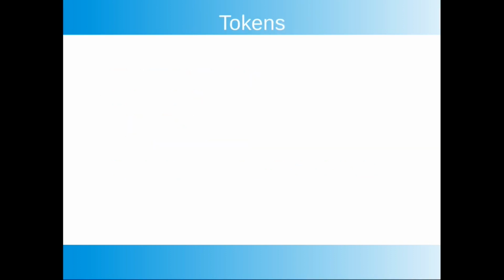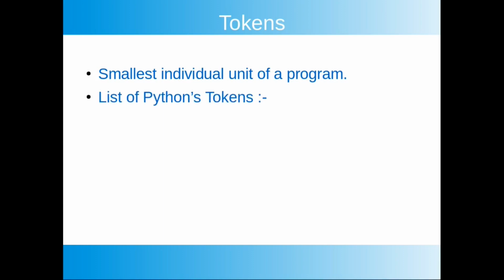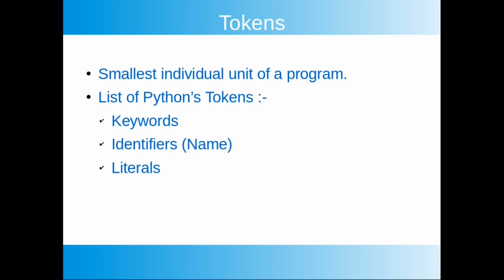So let us now move our focus to tokens. Now tokens are the smallest individual unit of a program. These are also called lexical units and they play an important role. Python has the following types of tokens. The first one is keywords, then identifiers, then comes the literals, after that operators, and the last one is punctuators. So let us see what these are.